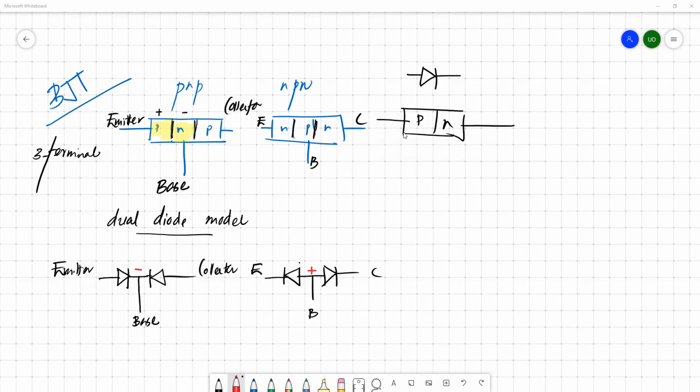Yes. So then we can have this symbolic arrangement for these two types of transistors. If it is a PNP type, it's something like that. So we have base, emitter, collector. The arrow represents the direction of the current flow. So this is your PNP type.